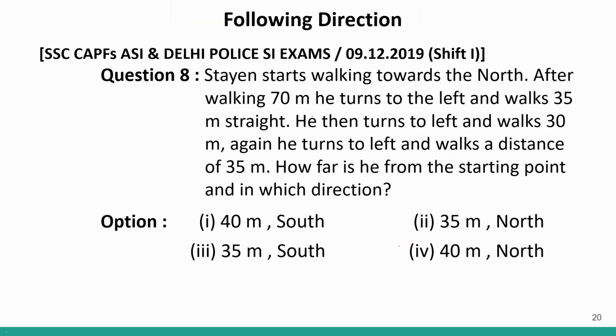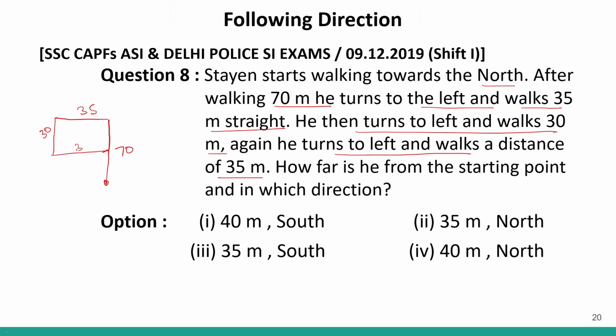Now, Satyan walking towards the north. Satyan is walking towards the north and he walks 70 meters. So Satyan is walking towards north. This is the starting point, 70 meters. Left 35 meters. Left 30 meters and then left again and reaches a point 35 meters. So again he is in the same line. We have to find out how far he is from the starting point and in which direction.